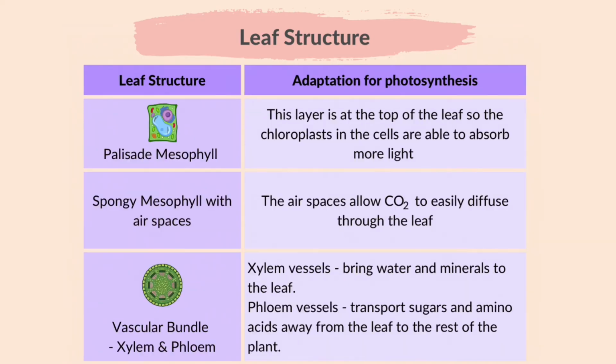The palisade mesophyll tissue layer is at the top of the leaf, so the chloroplasts in the cells are able to absorb more light. The spongy mesophyll tissue has air spaces which allow carbon dioxide to easily diffuse through the leaf. And the vascular bundle consists of the xylem and the phloem. The xylem vessels bring water and minerals to the leaf, and the phloem vessels transport sugar and amino acids away from the leaf to the rest of the plant.